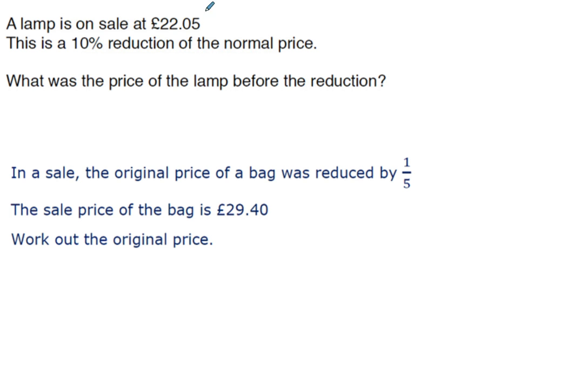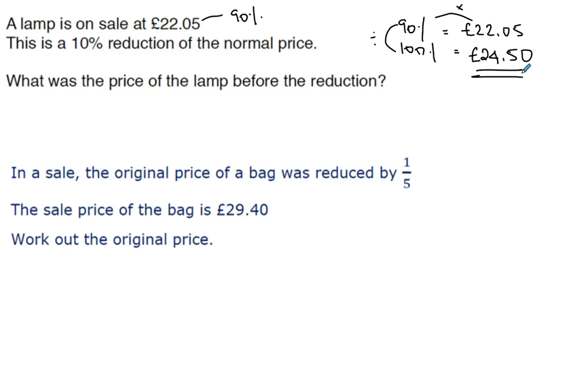Okay, a lamp is on sale at that price. This is a 10% reduction, so we know that's 90%. Okay, and what was the price of the lamp before? So we're looking for the original. Okay, so we can even talk while we're doing it. 90% equals 2205. So 100% is that divided by that times that. Yeah, and you get £24.50. The answer just came out so quickly.